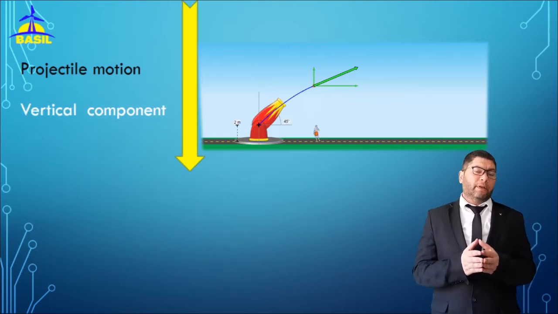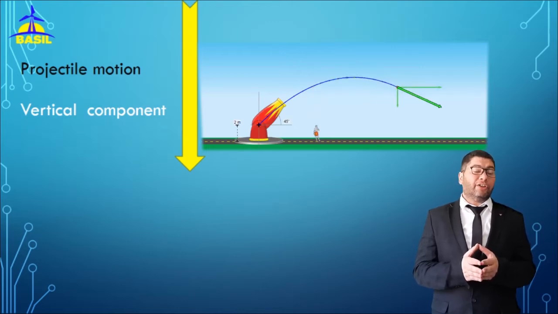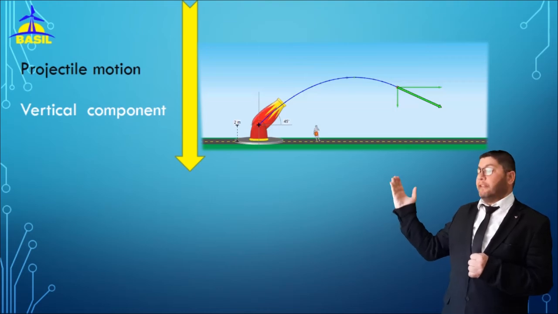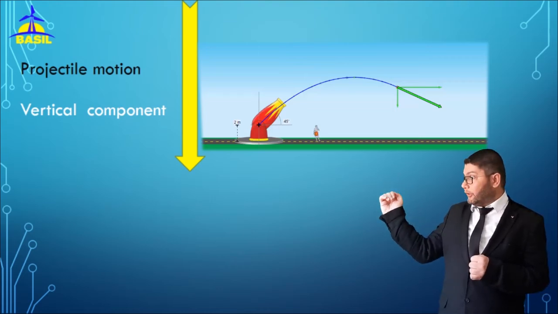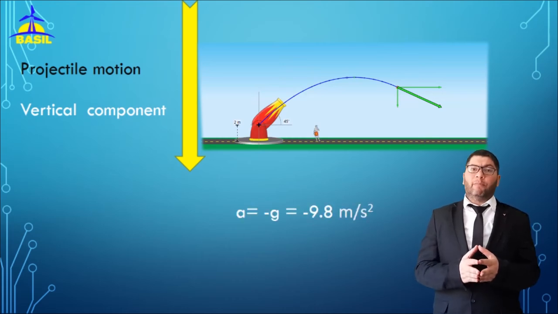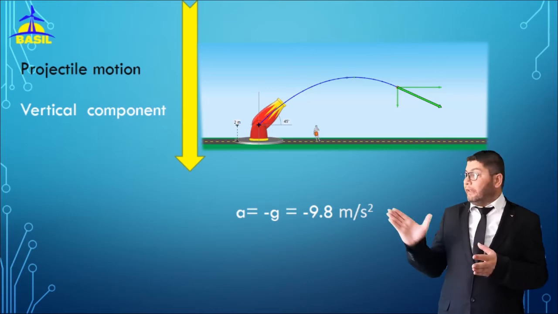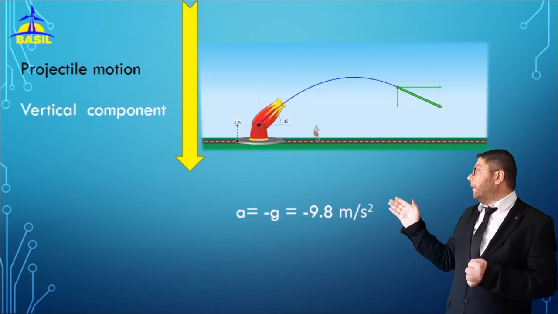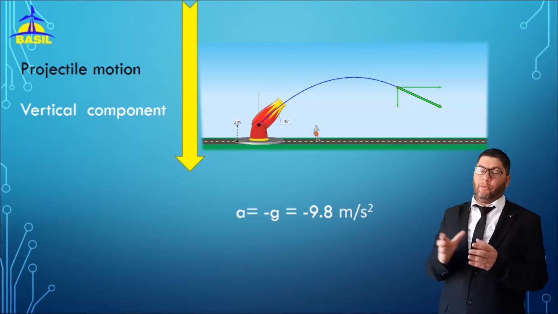The second component is the vertical component. In the vertical component, the velocity is changing and the acceleration is the gravitational acceleration g. But we consider the positive direction is up and the negative direction is down. So the acceleration is negative because it's down, and a equals minus g, which is minus 9.8 meter per second squared.